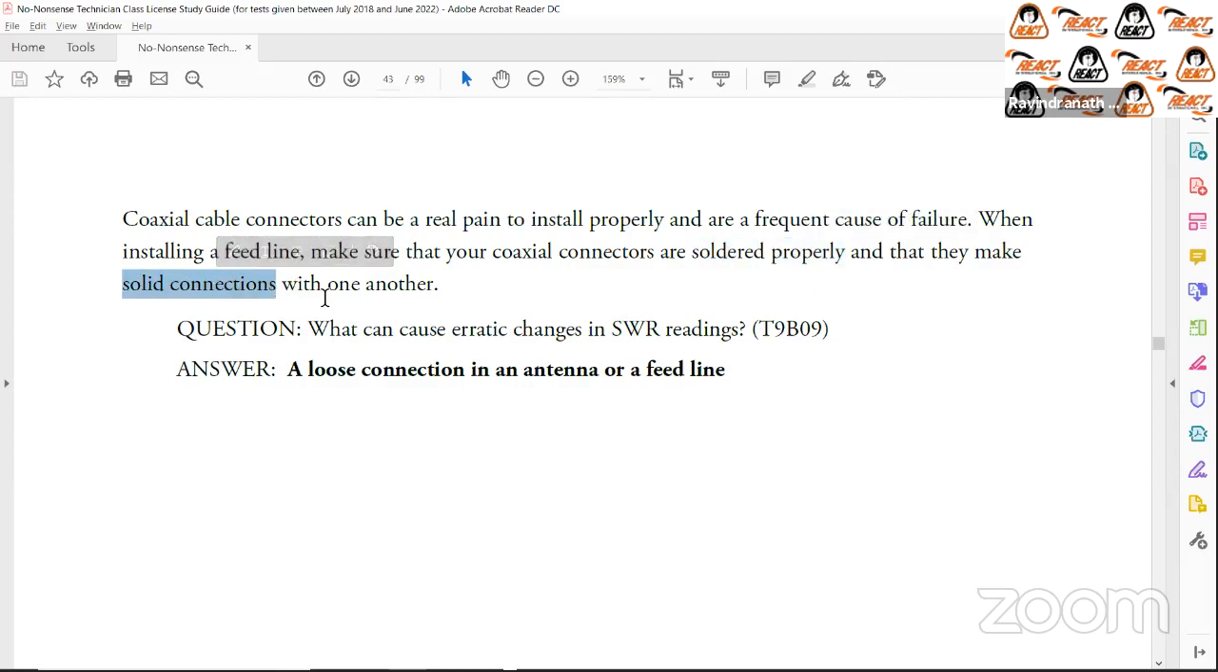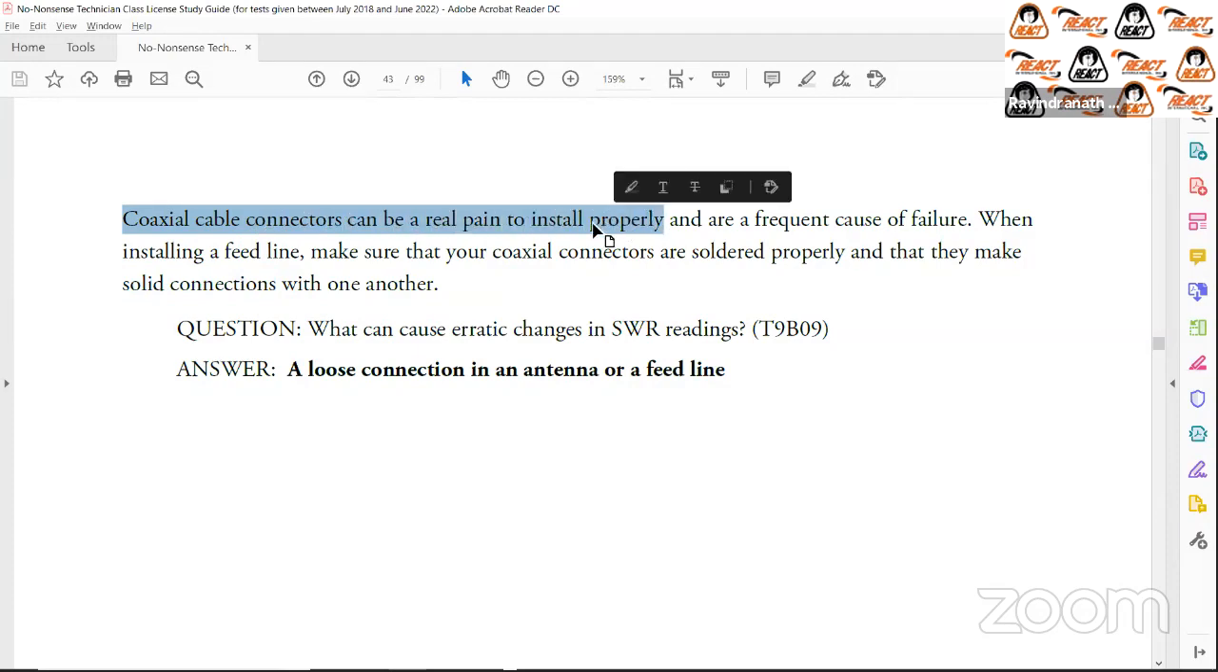If not, you will have a loose connection, and that could manifest itself in greater losses, intermittent connectivity. And if you have an SWR meter, you will see the SWR fluctuating quite a bit. All right, so just bear in mind that when coax cable connectors are installed, you do so properly.